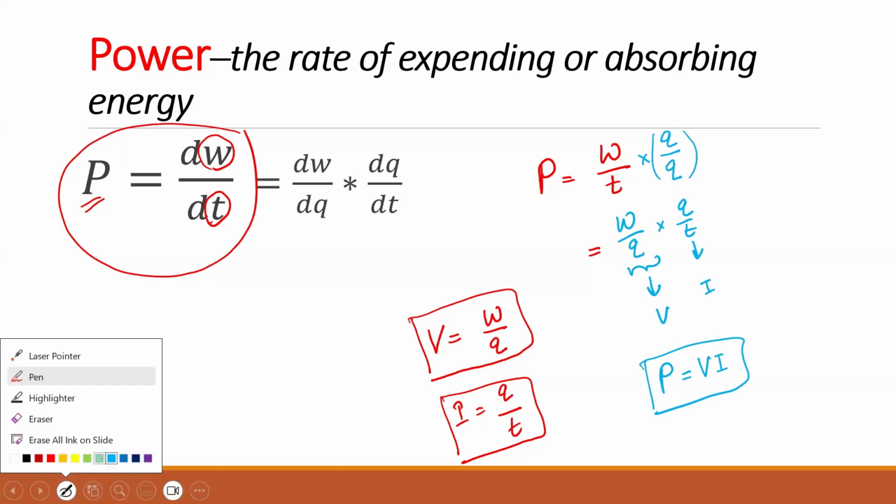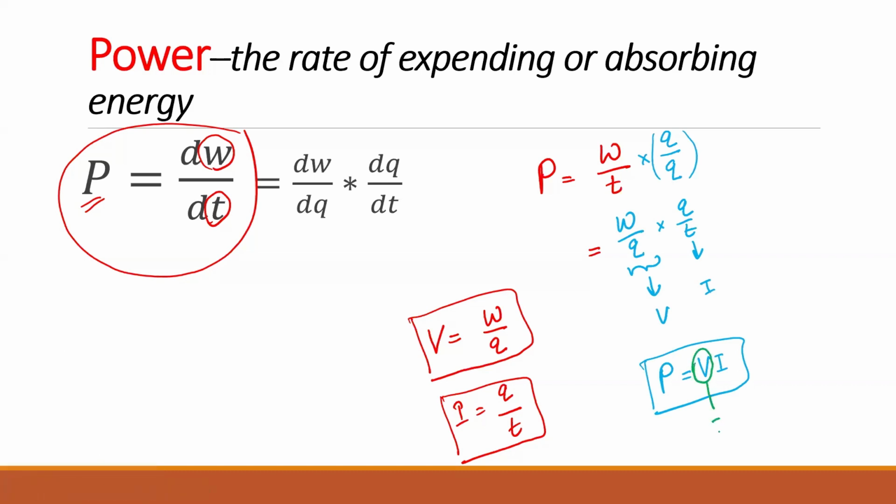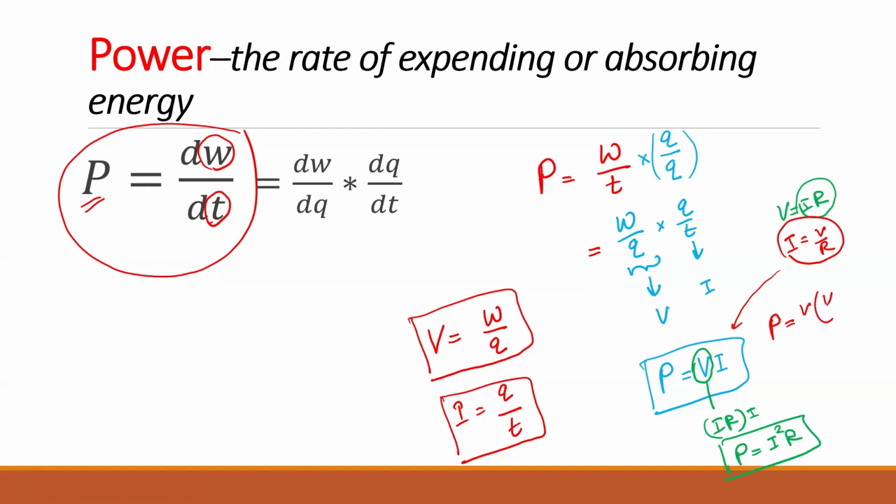Or you can rearrange this one. Instead of having V, you can say IR because Ohm's law says V is equal to IR. So power is equal to I squared R. If you want to get rid of the current, you can say current is equal to voltage divided by the resistance and substitute that here. Power is equal to V times V over R, which is V squared over R.